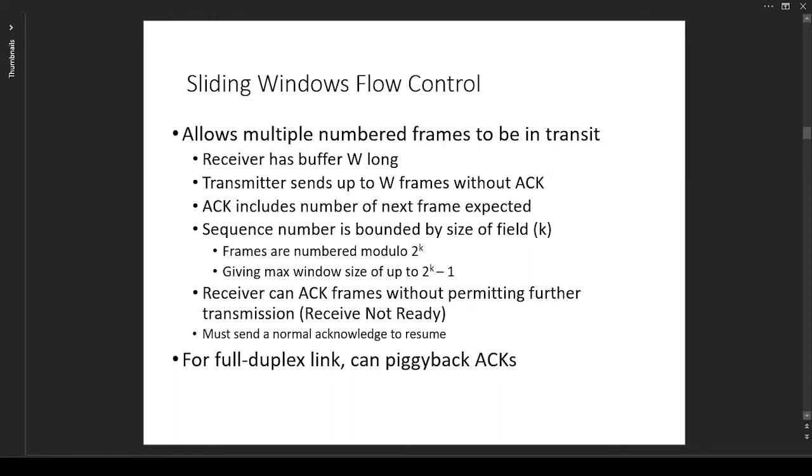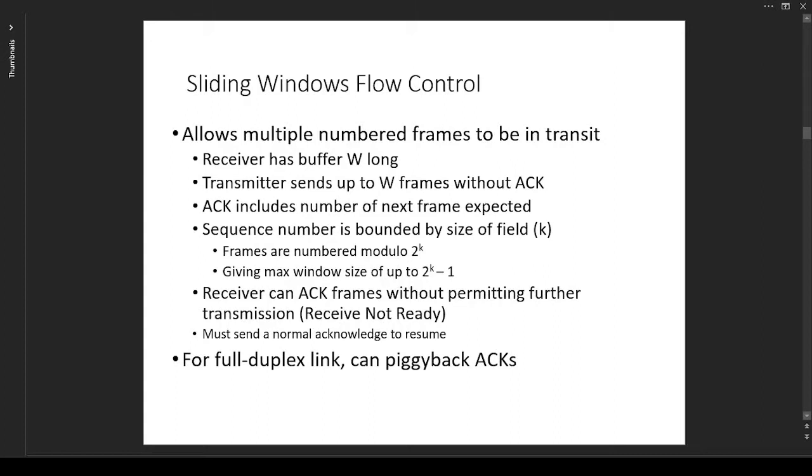To keep track of which frames have been acknowledged, each is labeled with a k-bit sequence number. This gives a range of sequence numbers of 0 to 2^k minus 1, and frames are numbered modulo 2^k with a maximum window size of 2^k minus 1. The window size need not be the maximum possible size for a given sequence number length k. B acknowledges a frame by sending an acknowledgement that includes the sequence number of the next frame expected. This scheme can also be used to acknowledge multiple frames and is referred to as sliding window flow control.